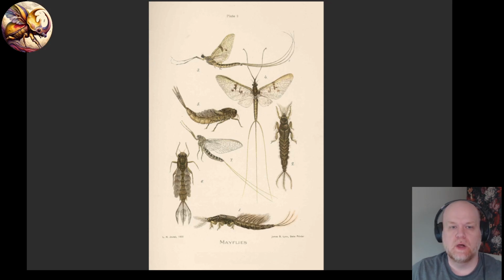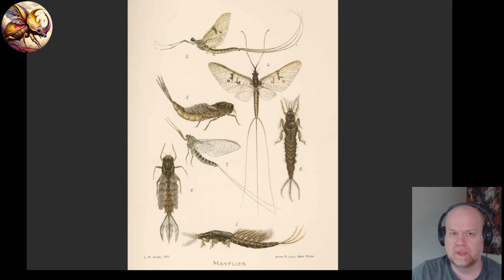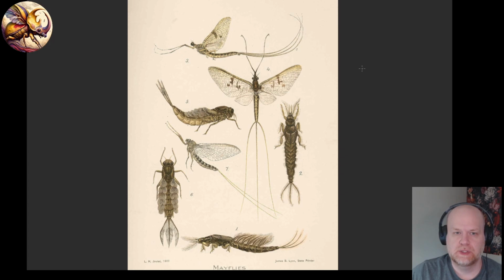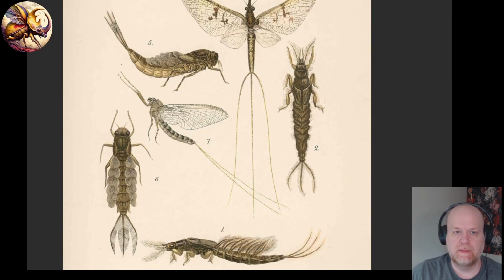So the mayflies are an ancient group of insects. This is an old plate. This is how scientific illustrations used to be done way back when. This is from 1900. They are very distinctive in how they look. So the nymphs, like I was talking about, are represented here and here and here and here. They have long bodies. Again, aquatic.